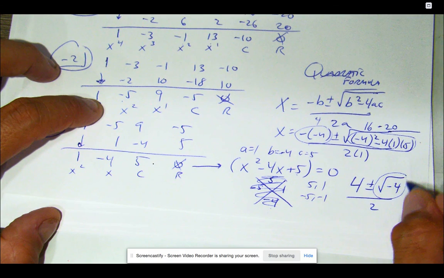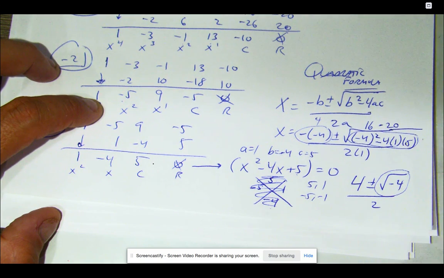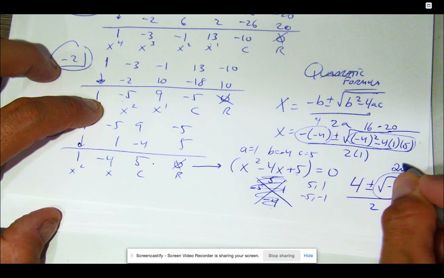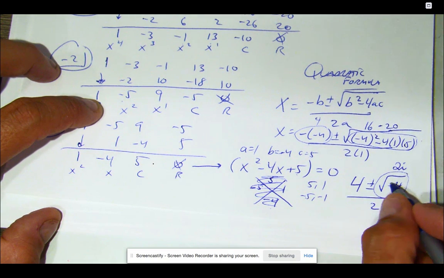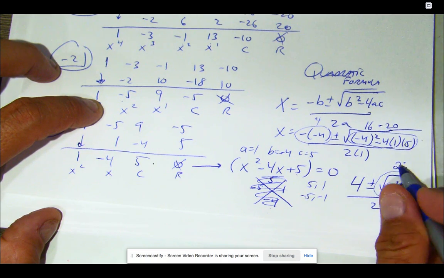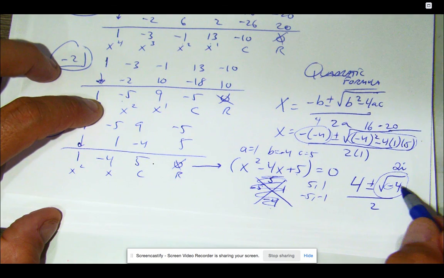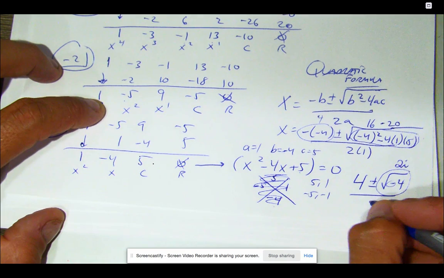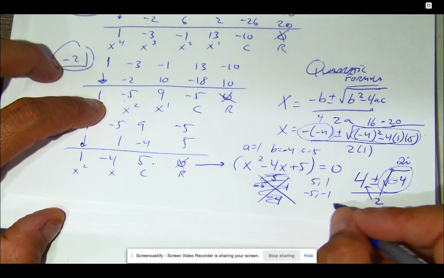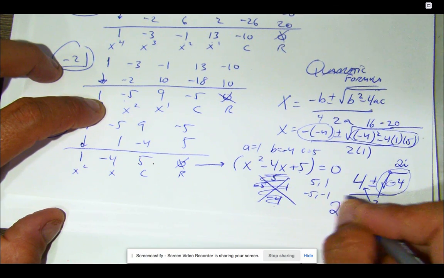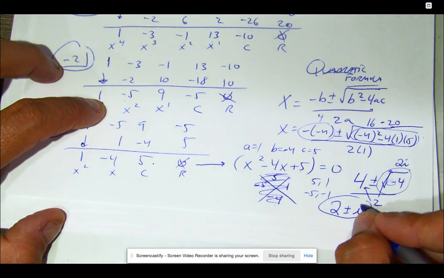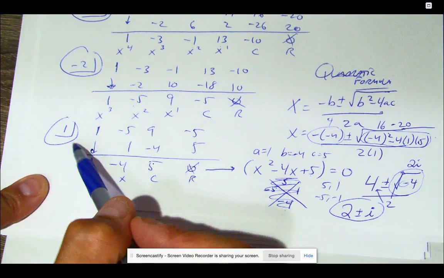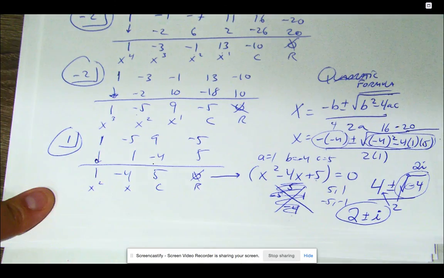Something that you guys may remember: when you take the square root of a negative number, you stick an i on it. The square root of negative 1 is equivalent to i. We know the square root of 4 is 2, and then the negative comes out as an i. You can divide the 2 into both, and you get these two additional answers: 2 plus i, 2 minus i, and 1, and negative 2, and negative 2.